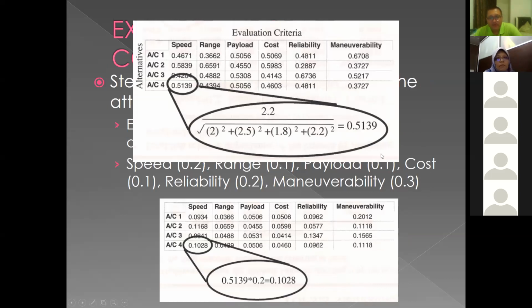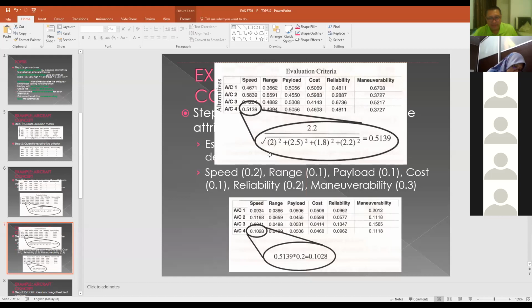Moving on. Step number 4. Just now we have normalized the values. The next thing is we want to multiply with the weightage value that we have assigned. For speed, it is 0.2. Sorry, I need to put it up a little bit.